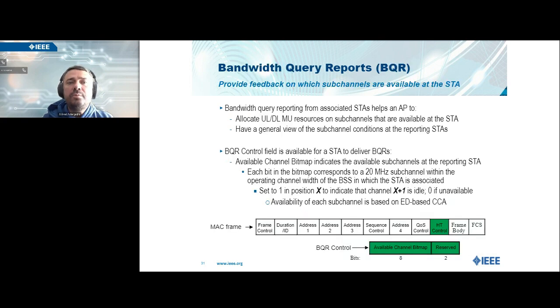So bandwidth query report is very similar to the buffer status report. The difference is that now you're querying the stations in terms of their bandwidth availability. So in a 160 megahertz band, you can indicate which of the 20 megahertz subchannels are idle or not, so that the access point can use that information when it allocates the resources to each of the stations.